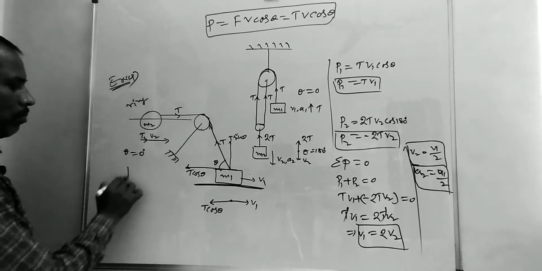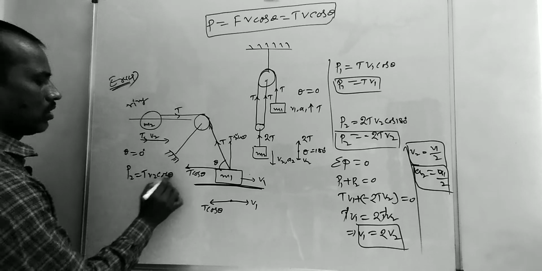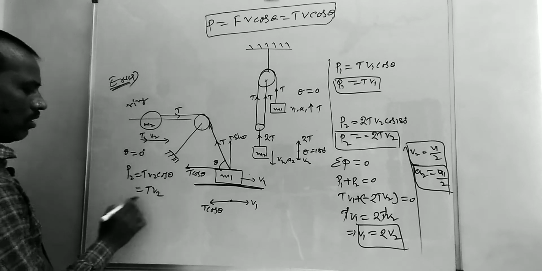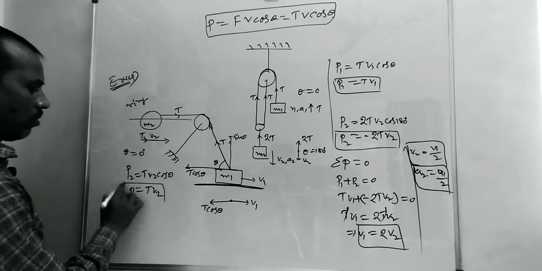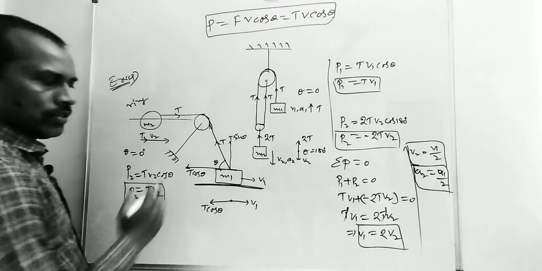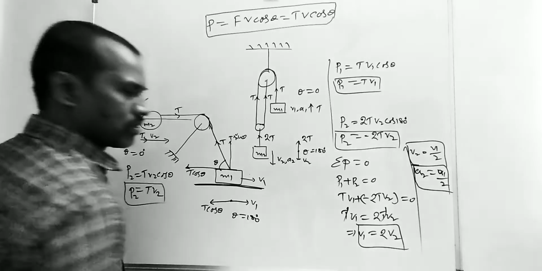So the power P2 is equal to T V2 cos theta. Theta is equal to 0 degrees, so P2 is equal to T V2. This is the power of the ring. Now the power of the block M1: the tension and velocity are in opposite directions, so theta is equal to 180 degrees.